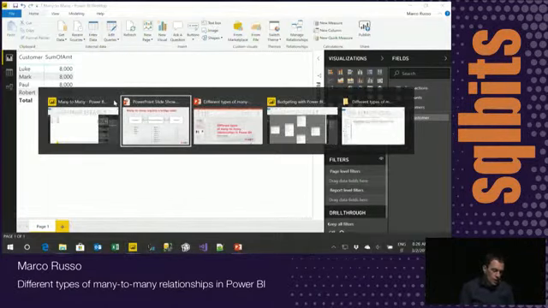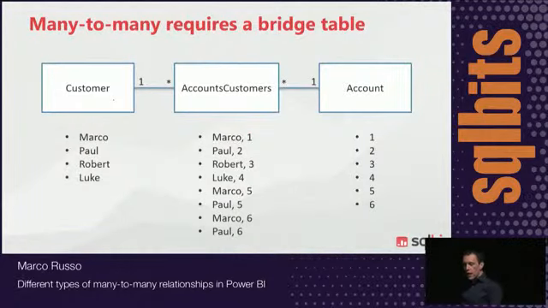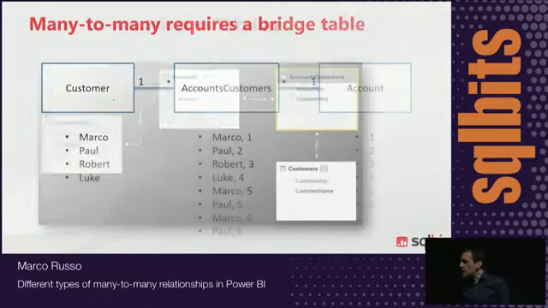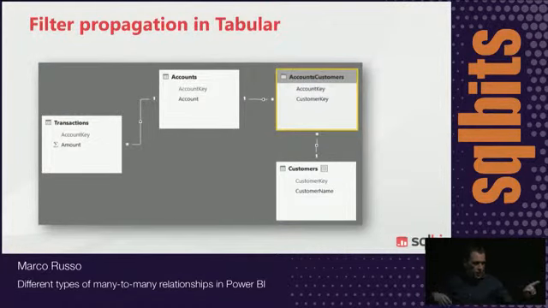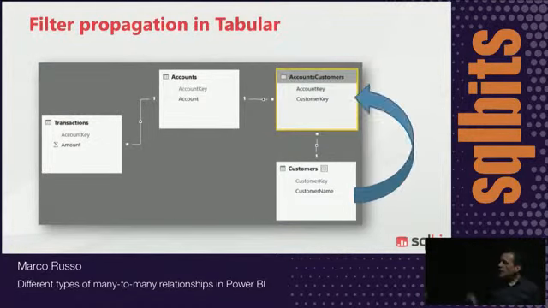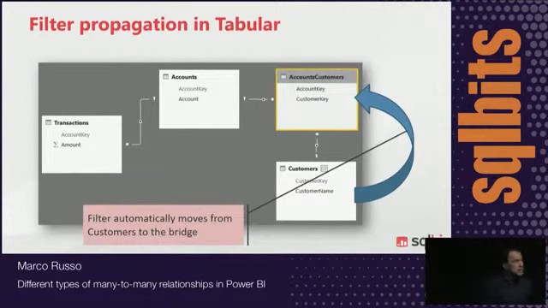Why? Because in Power BI, a relationship is just a way to transfer a filter, which means that in my model, this is the same model you have seen in Power BI, when I filter a customer, which is exactly the situation I have now in my report, the filter I apply to the customer name filters the accounts customers table, one-to-many, filter propagation.